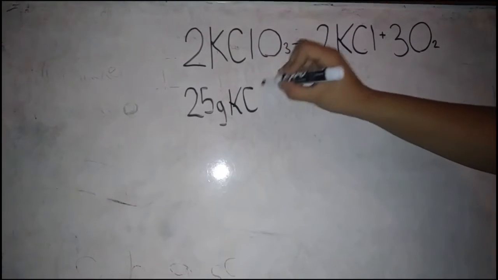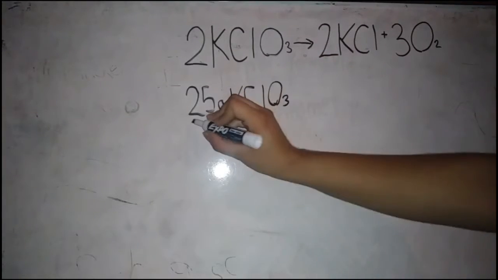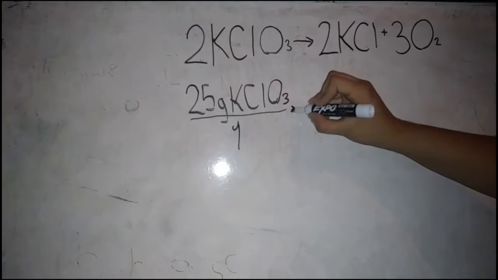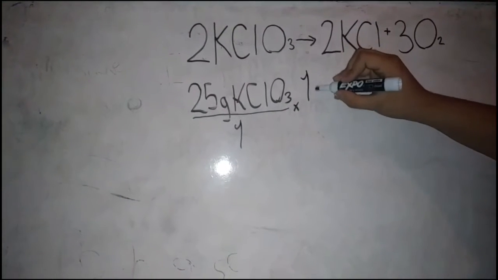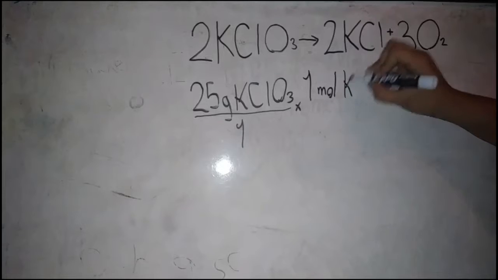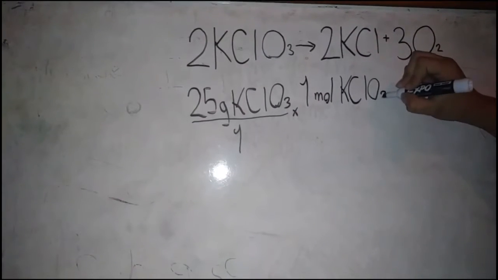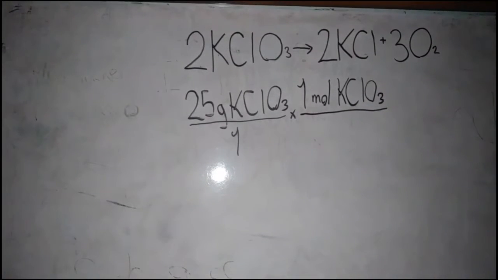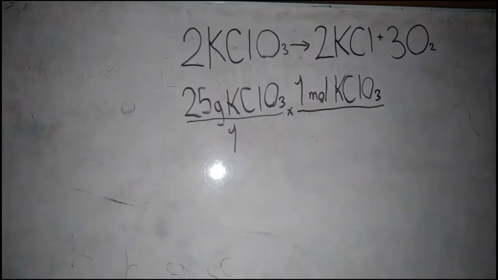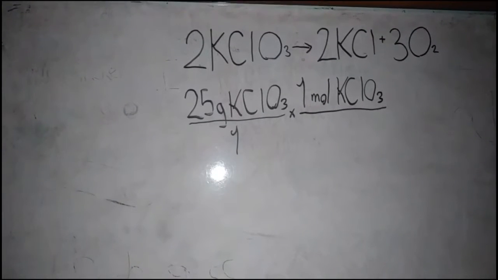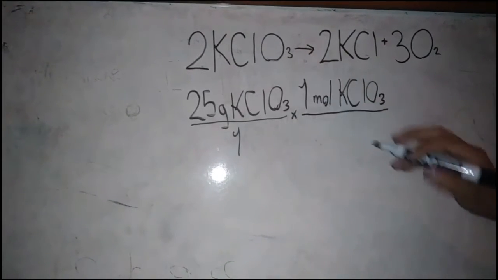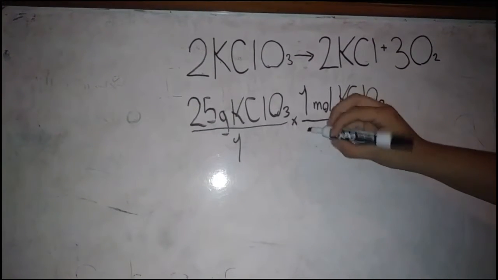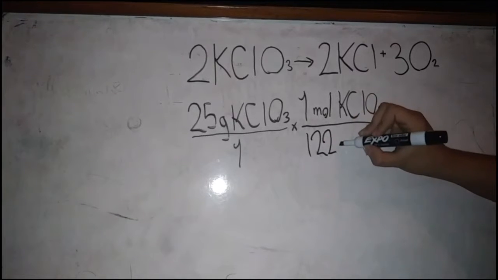which would be KClO3. Here you can just write it over the number 1. Then you'd multiply this by 1 mole of KClO3. Something to know is that this will always be 1 mole. Then under that you have to write the molar mass. This is what you get by just adding the atomic mass of each formula, which for KClO3 would be 122 grams.